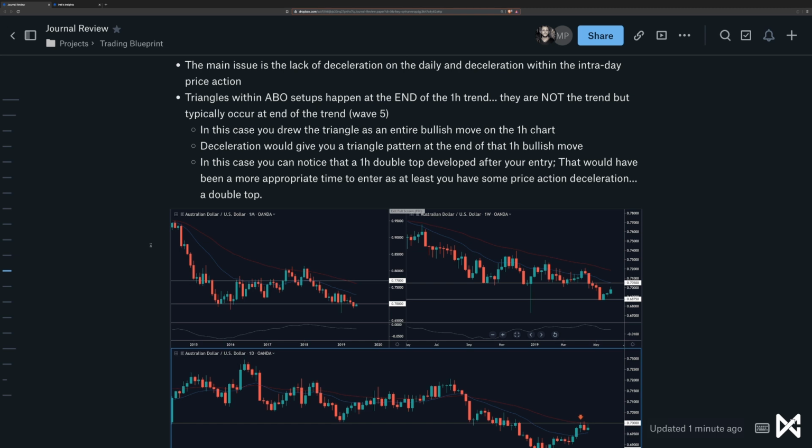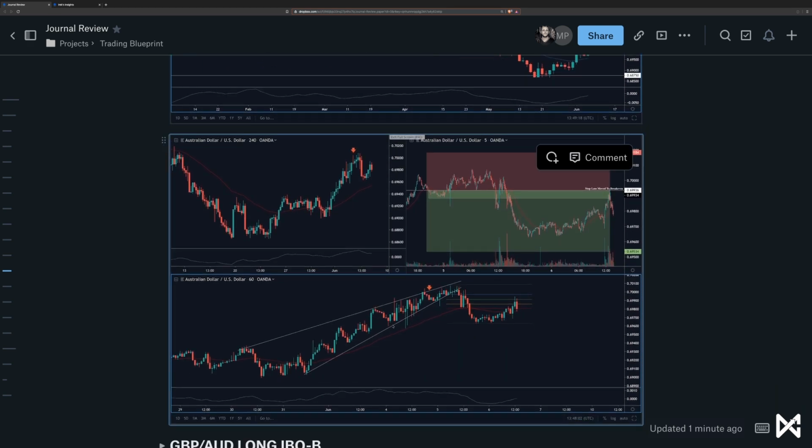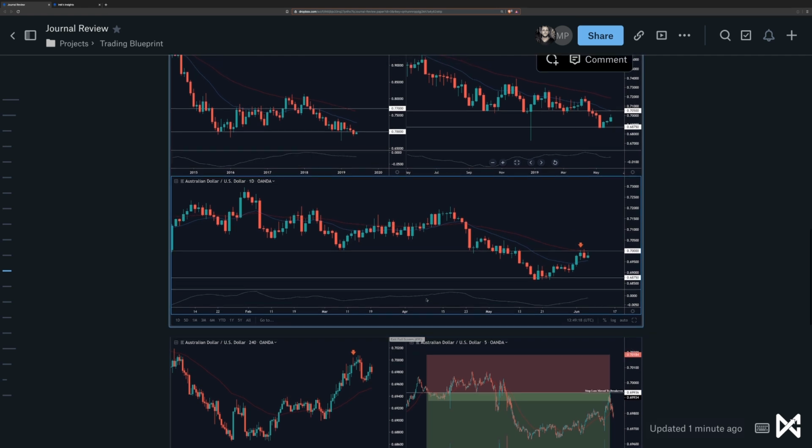Triangles within ABO setups happen at the end of the 1-hour trend, right? So this is, again, a lesson coming up again. Triangles within ABO setups happen at the end of the 1-hour trend. They are not the whole trend, right? But typically occur at the end of the trend, such as wave 5. So a wedge should not be the complete trend, right? So this is another example of that. It should not be the complete trend. It should only be happening at the last stages of that trend, okay? Wave 5.